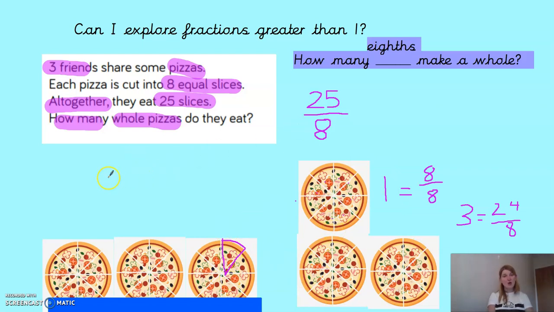The question was just how many whole pizzas do they eat? So they ate 3 whole pizzas. Okay, that's a pizza each, those crazy cats. And then they've got the 1/8 there as well. Okay, so how many eighths make a whole? How many wholes are there in 25 eighths? That's what we'd be thinking about.